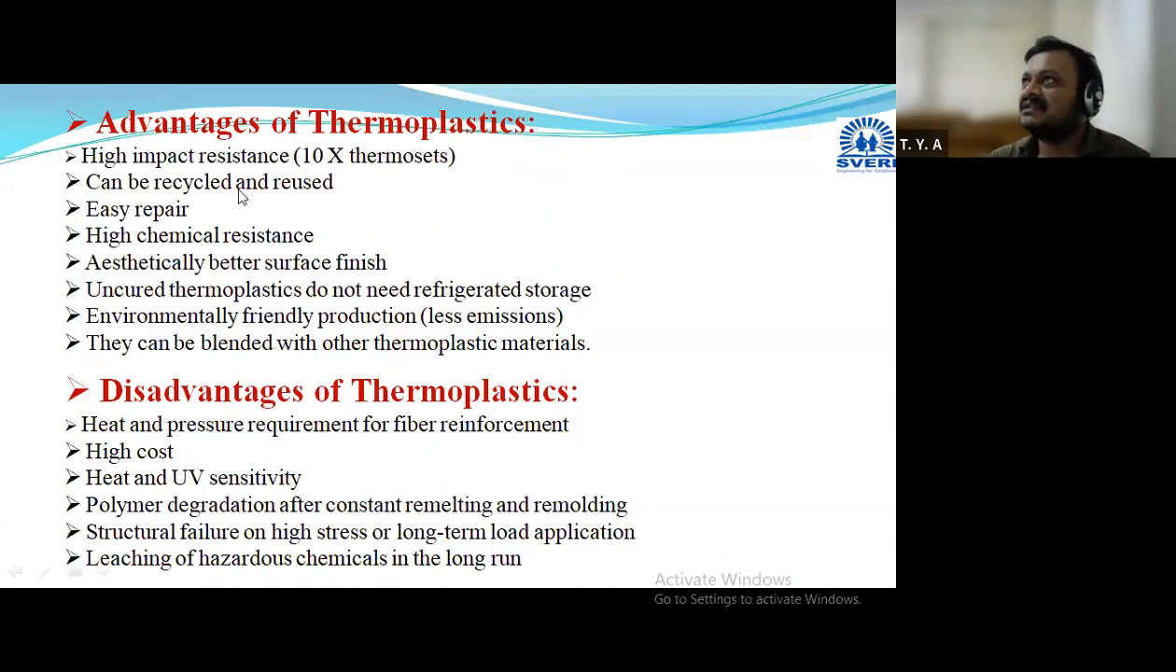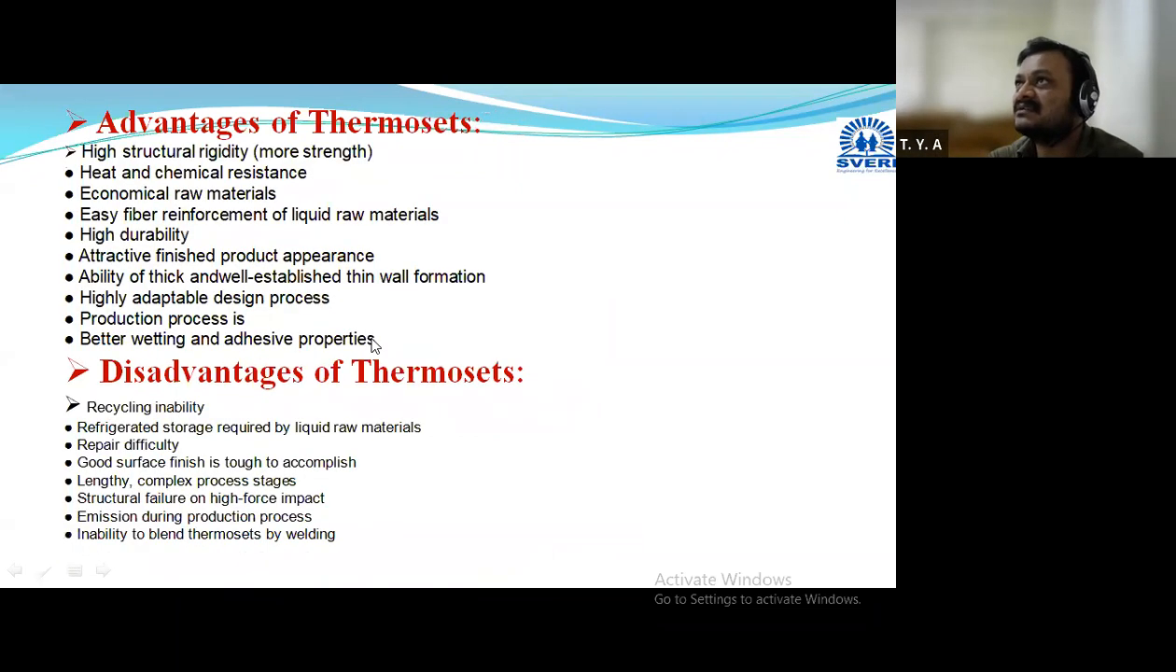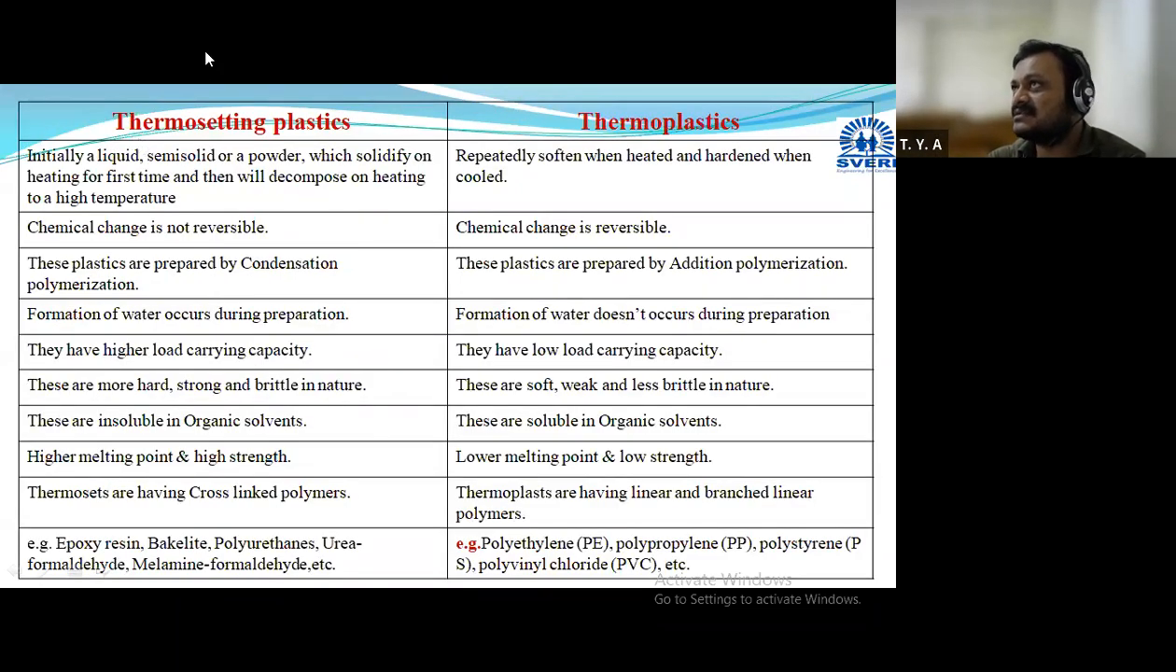Okay. This is not part of your syllabus. Just the comparison part is there. Please go through this. I have already added the points here and explained them. Degradation at constant temperature, like this. Simple points are there. They have just separated their advantages and disadvantages. Please go through this. Now, after this, this is the comparison between thermosetting plastics and thermoplastic materials.